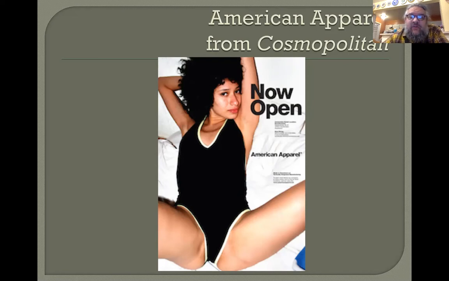If you like fashionable clothes, you should come and buy our clothes at American Apparel because that's the cool place, right? We don't have any knowledge about the price, about the quality. It's just be super cool.